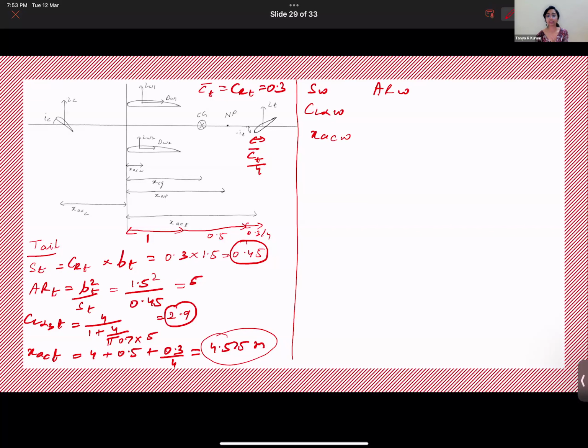Just go over what we did for the canard and tail. It should be easier for the wing because it's just from the leading edge of the wing. That is your reference point. Okay? Try doing this and we'll complete this question next week.